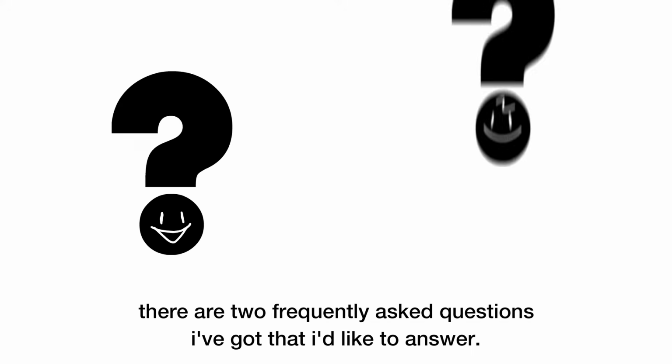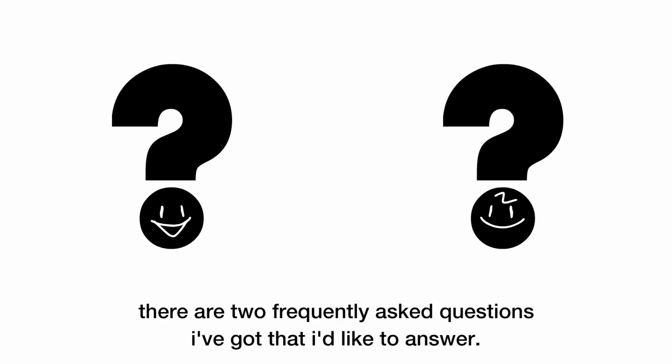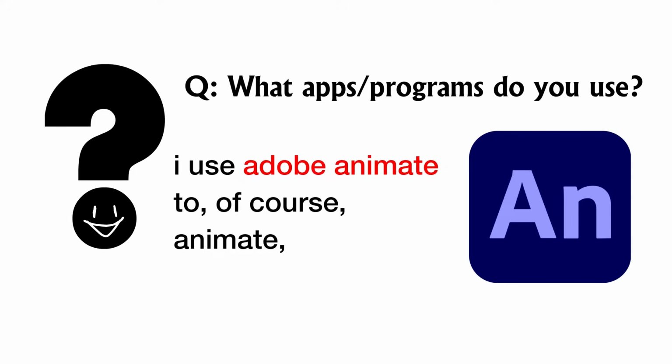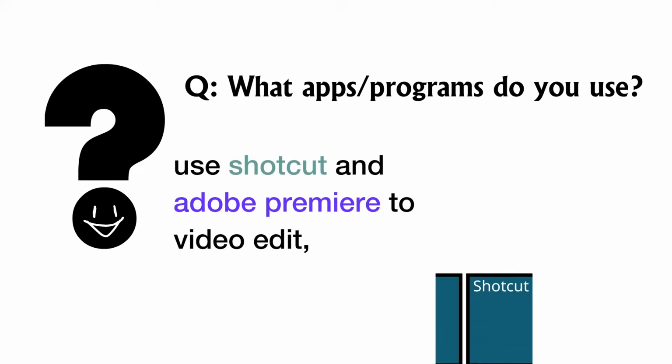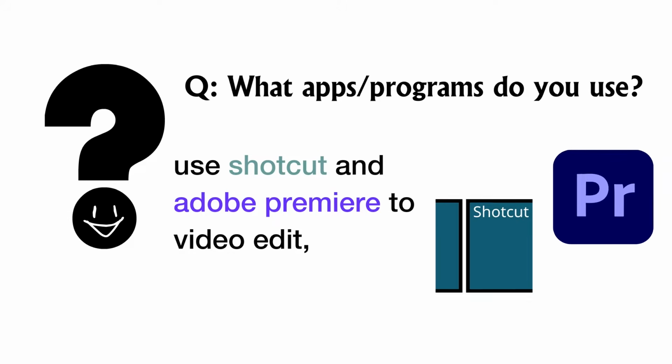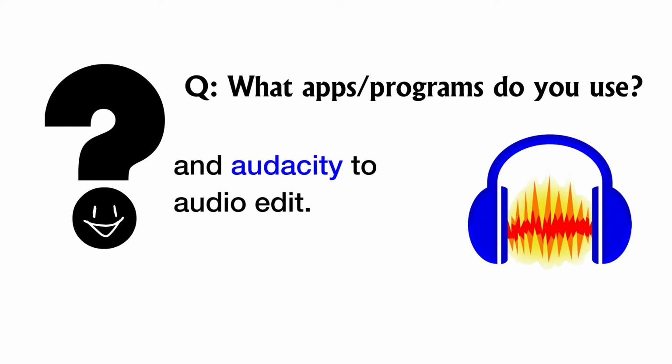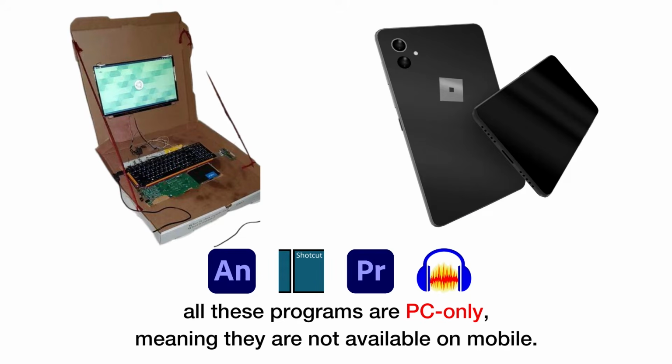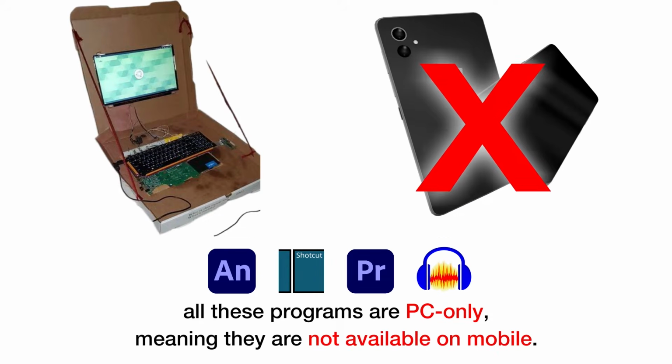But first, there are two frequently asked questions I've got that I'd like to answer. 1. I use Adobe Animate to, of course, animate, use Shotcut and Adobe Premiere to video edit, and Audacity to audio edit. All these programs are PC only, meaning they are not available on mobile.